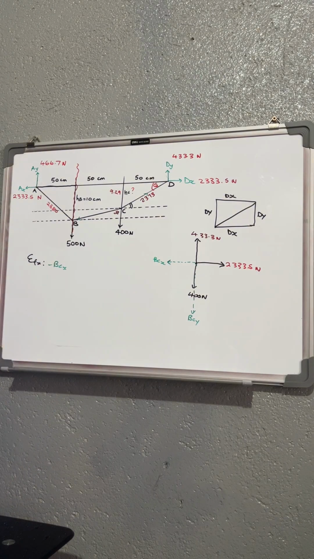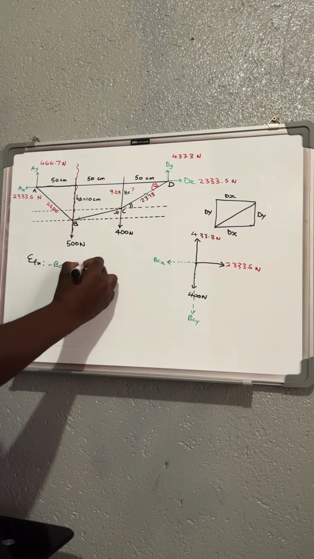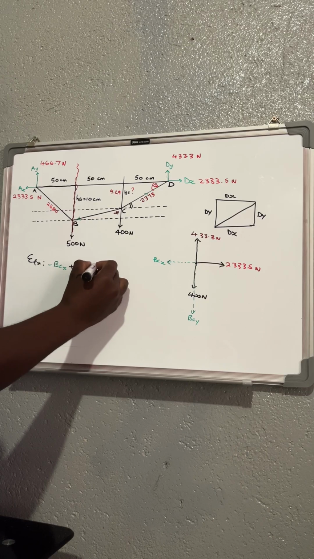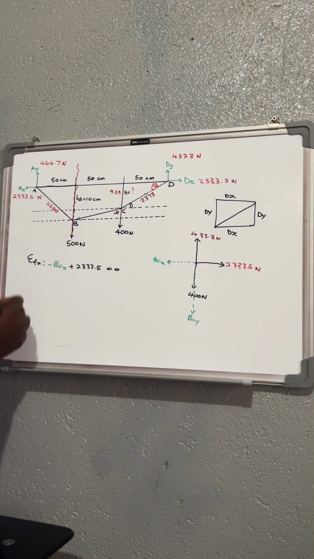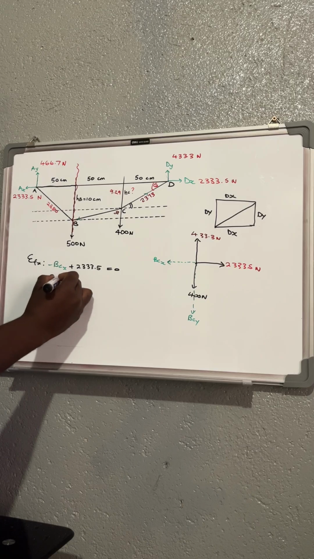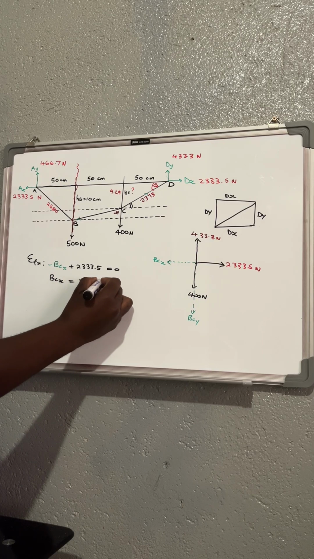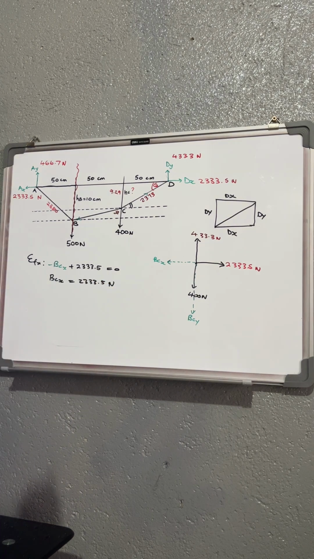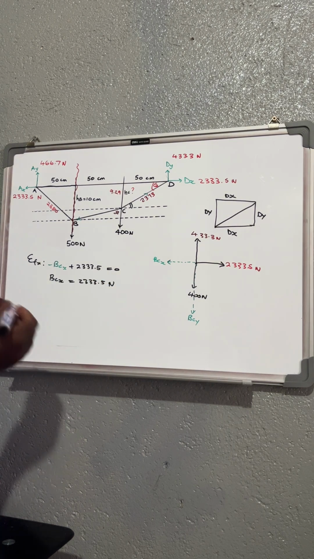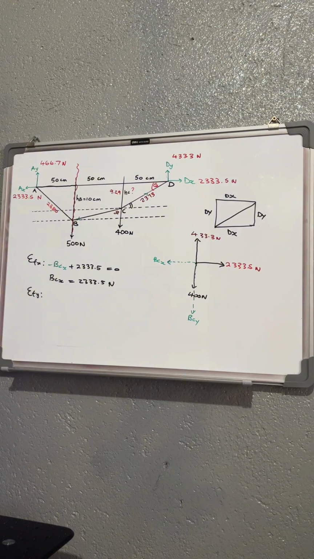So I will say I have my minus BCX. Let me just write it. It's a minus because it's going to the left, then plus your 2333.5. Then this would be equal to 0. Then if you solve this, you will see that your BCX is equal to 2333.5 Newton. So you are done with the sum of the forces in the x direction. So you go to the sum of your forces in the y.